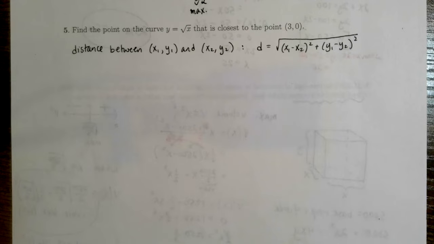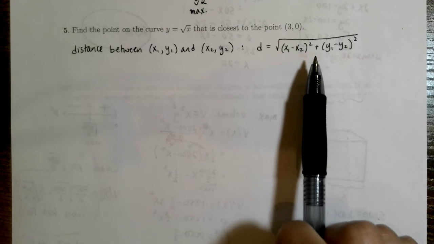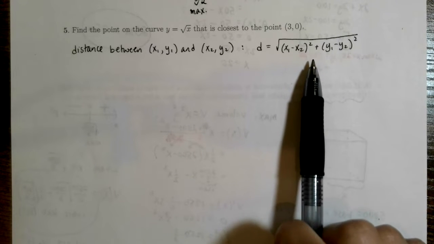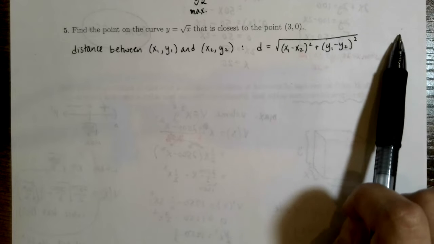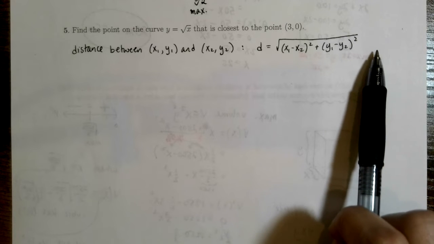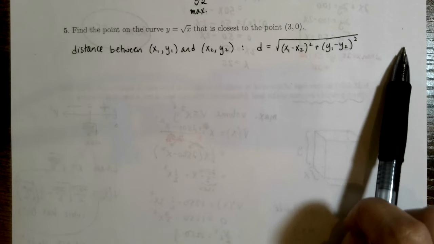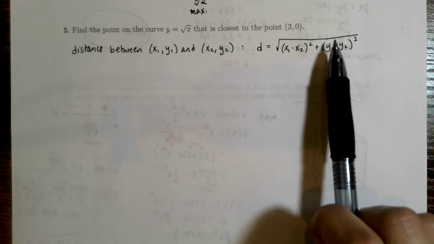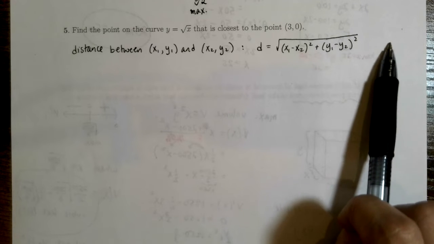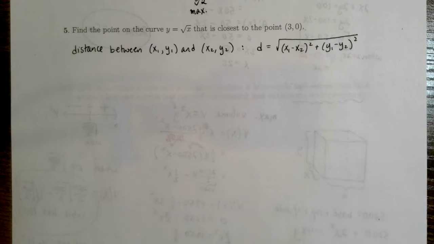So this distance formula here is really just the Pythagorean theorem, right? So you have your 2 points and you make a little triangle out of them. So one side is the difference in the x's, one side is the difference in the y's, and this formula is the distance of the hypotenuse, which is the straight line distance.